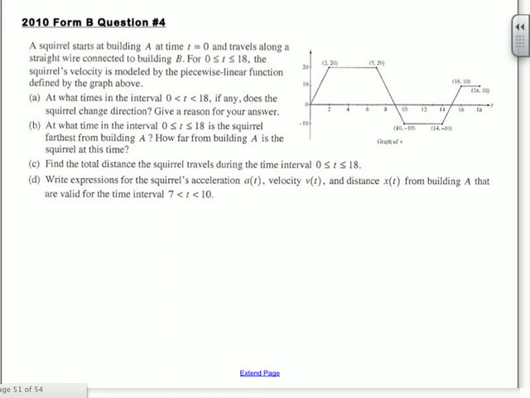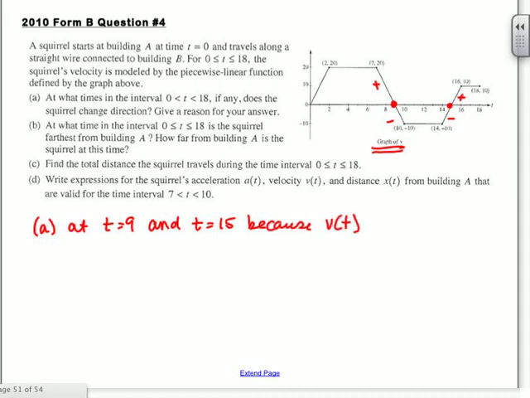Okay, so we have that little graph. So at what times in the interval 0 to 18, if any, does the squirrel change directions? Give a reason for your answers. So you guys should definitely know this one. So when does the squirrel change directions? 9 and 15. That's because this is the graph of the velocity. So the velocity goes from positive to negative, and then it goes from negative to positive in those places. So A, at t equals 9 and t equals 15 because v of t changes sign. And that's the only justification you need.